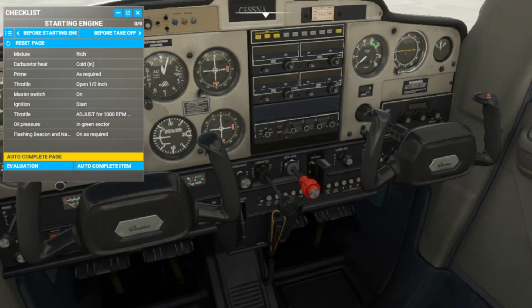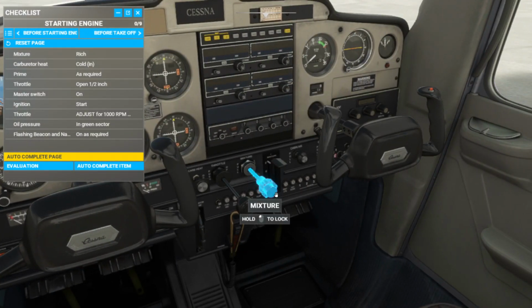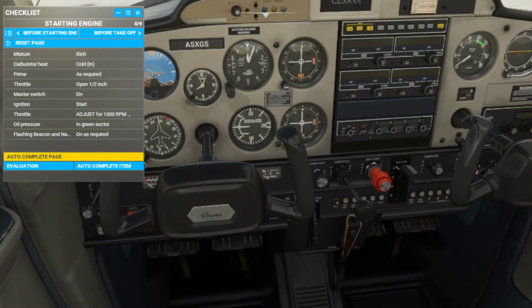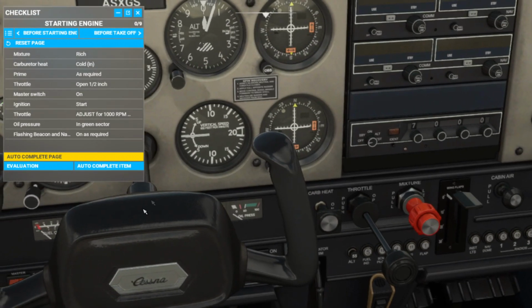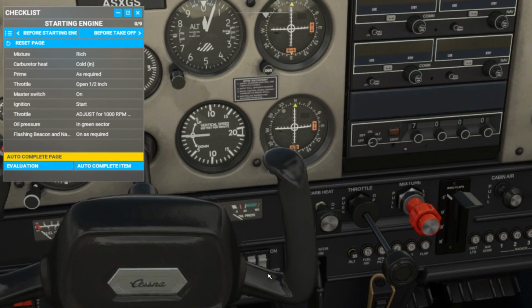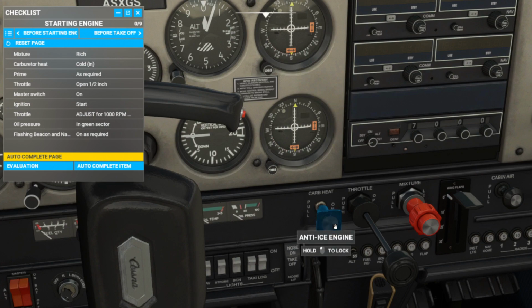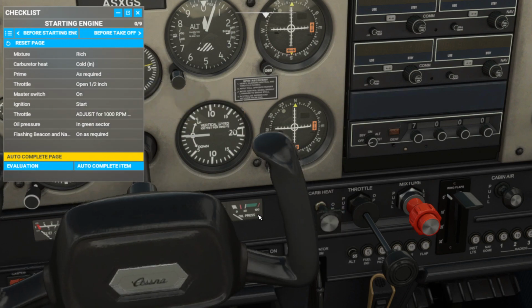Alright. So first of all, you have to start the engine. This is the mixture. You just have to push it to 100% for it to be a rich mixture. You also have to have the carburetor heat, which is over here on the right side of your yoke. You have to push it and keep it pushed for it to be cold. When we pull it out, it's going to be warm.